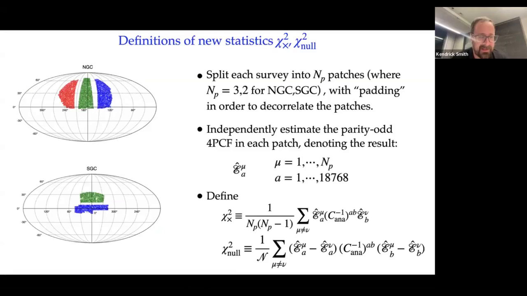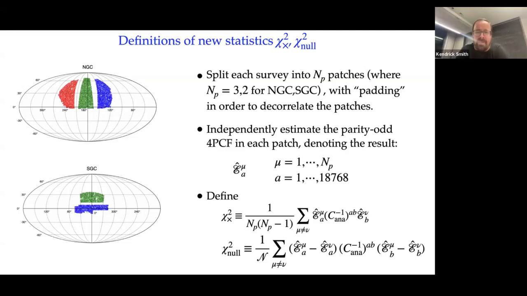The way the statistics work is that we are going to get independent estimates of E_A and compare them. The way we get those independent estimates is to divide BOSS into geometric subregions. So we split BOSS into n patches, where n is 3 in the north or 2 in the south, with some padding in between to make them statistically independent. We estimate the parity-odd 4-point function E_A in each patch. So it gets an extra index mu that goes from 1 to the number of patches.